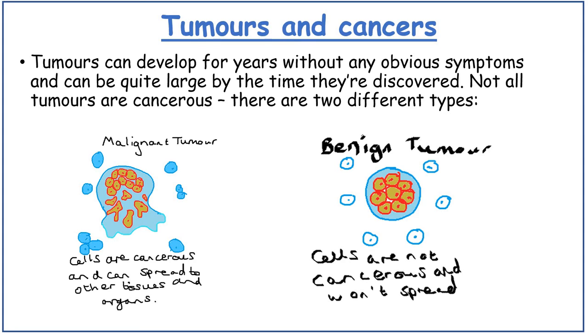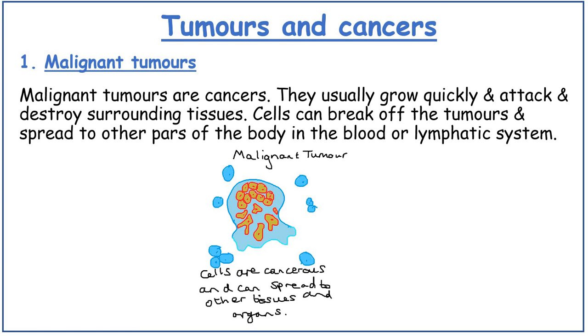Tumours and cancers. Tumours can develop for years without any obvious symptoms and can be quite large by the time they're discovered. Not all tumours are cancerous. There are two different types. There are malignant tumours, where the cells are cancerous and can spread to other tissues and organs, and benign tumours, where the cells are not cancerous and they won't spread. Malignant tumours are cancers.